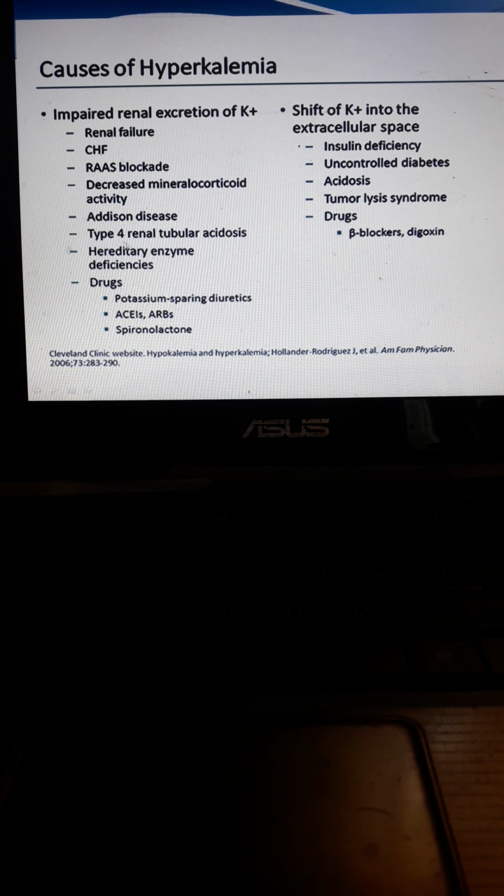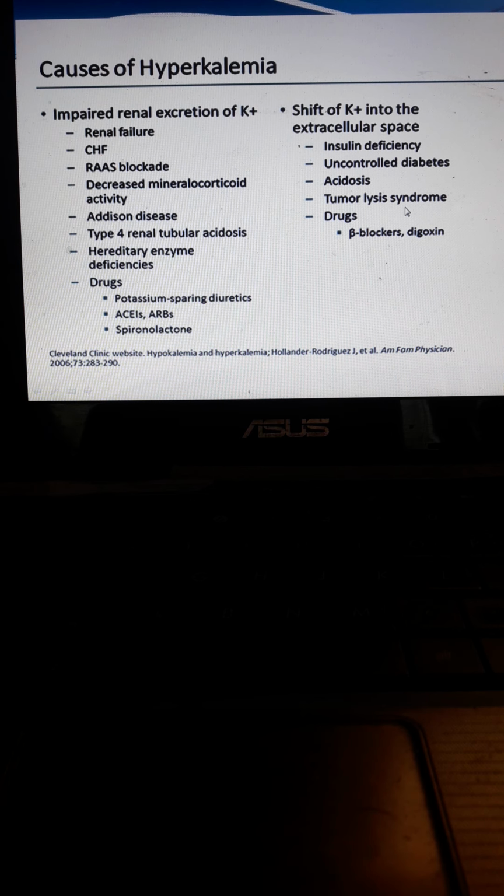Addison's disease, type 4 renal tubular acidosis, hereditary enzyme deficiencies, and drugs such as potassium-sparing diuretics, ACE inhibitors, beta blockers, adrenergic receptor blockers, and spironolactone, so mostly diuretics. To shift potassium into the extracellular space, we have insulin deficiency, uncontrolled diabetes again, acidosis, tumor lysis syndrome, and drugs such as beta blockers and digoxin. So these are considered to be the causes of hyperkalemia.